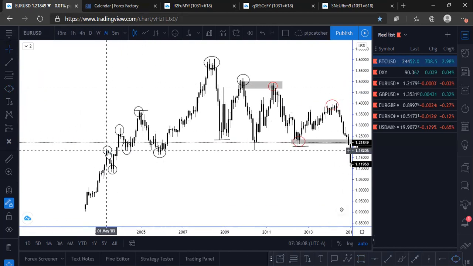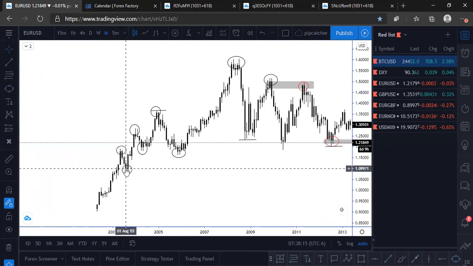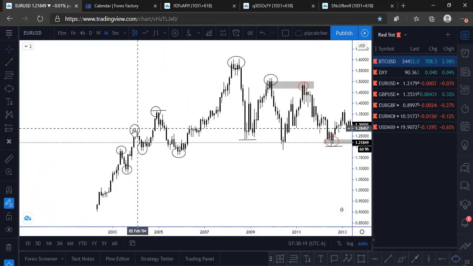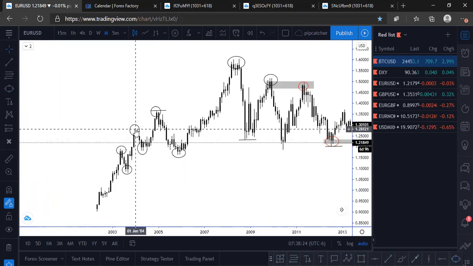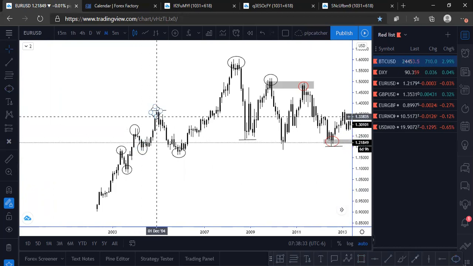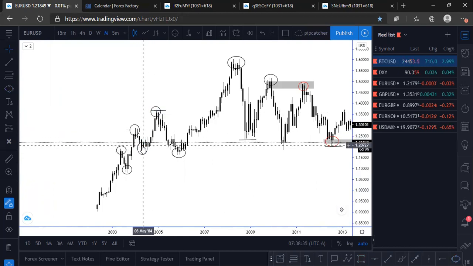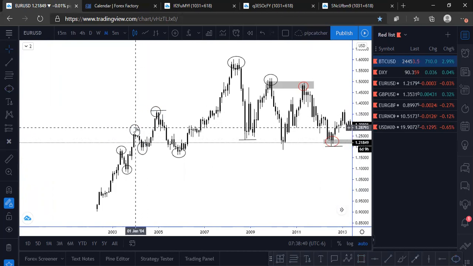I would say from this swing high to this swing low is a minor swing point. From this swing low to this swing high that broke structure to the left is a major swing point. From this swing high to this swing low is a minor swing point. And from this swing low to this swing high is a major swing point.